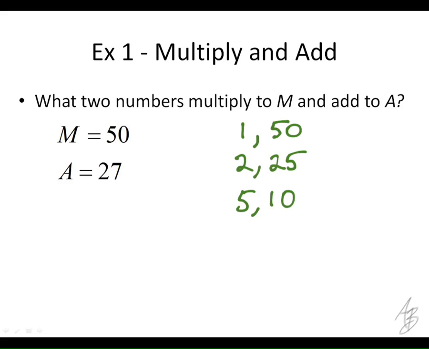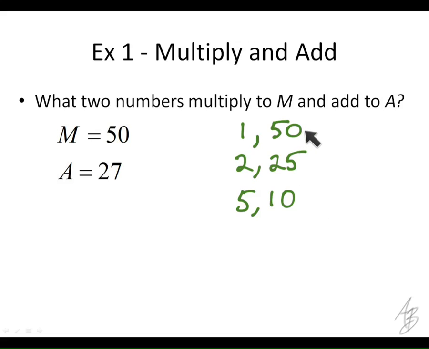How about 6? 6 doesn't go into 50. How about 7? It's going to be 2 and 25. How about 8? Does 8 go into 50? No. How about 9? No. How about 10? Yeah, we already got it, right? Okay, so these are all the factor pairs of 50.